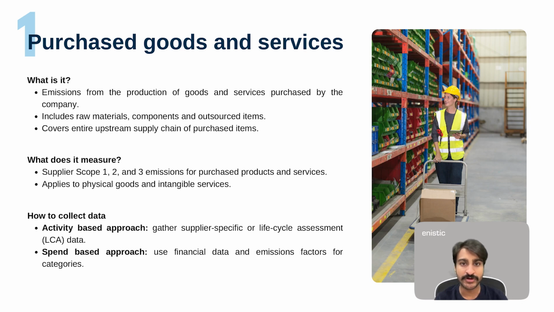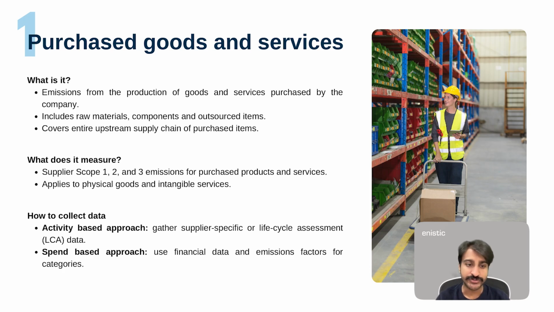Purchased goods and services. These are emissions from the production of goods and services purchased by the company. It includes raw materials, components, and outsourced items. Think of all the stuff your companies buy, from the raw materials to software, even catering. All of that has an emissions impact. So it measures your supplier Scope 1, 2, and 3 emissions for your purchased products and services, and it applies to physical goods as well as intangible goods like consulting.